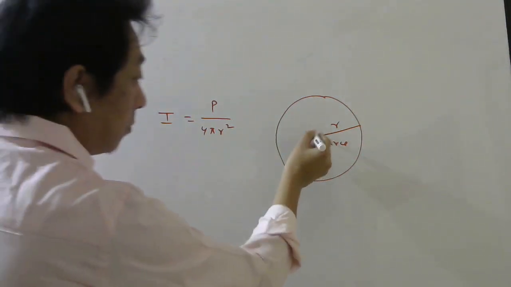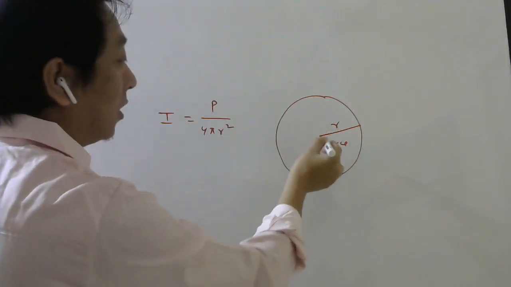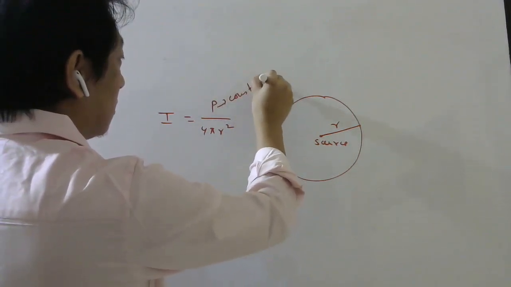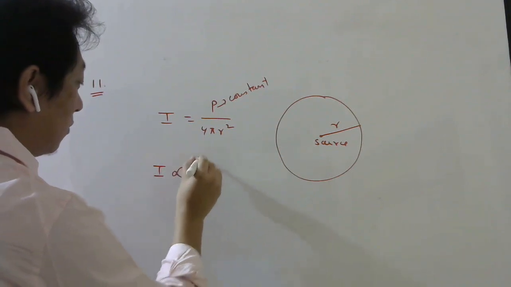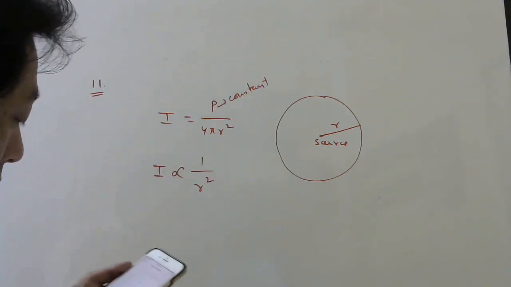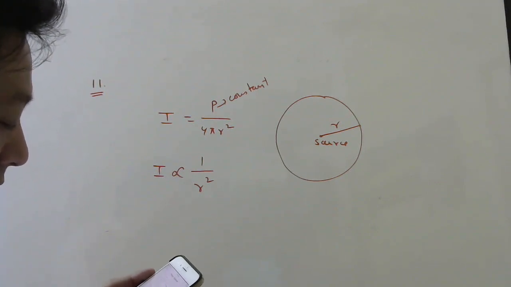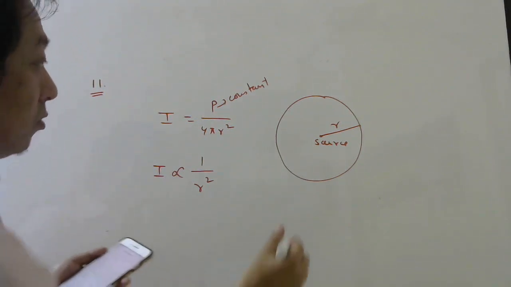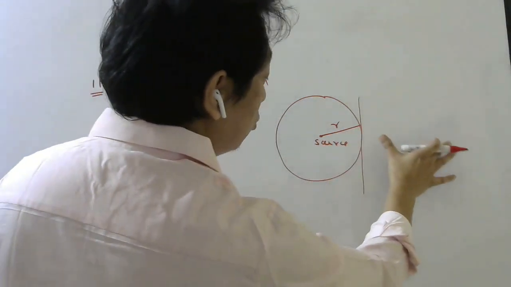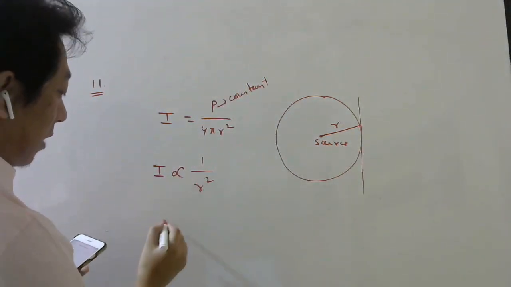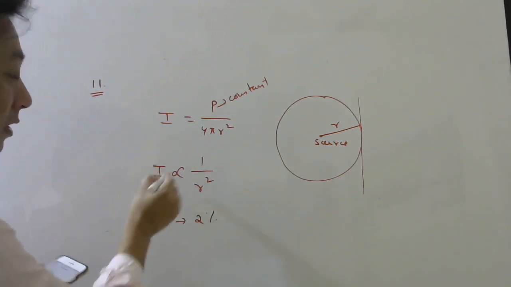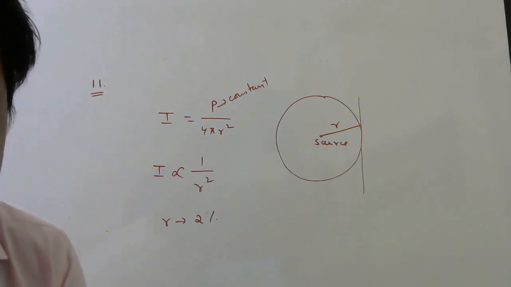Now for a given bulb or source, your power is constant. So your intensity will be inversely proportional to r square. So here they are saying if the distance is increased by 2%, so they have kept some screen here. If r is increased by 2%, then by how much will the intensity change? By what percentage will it change?